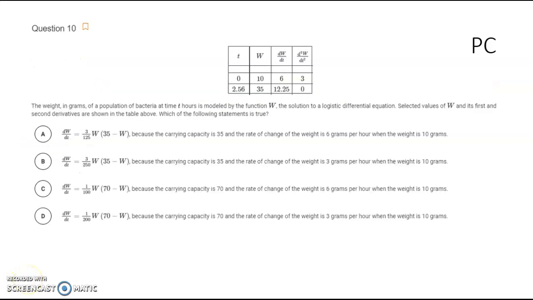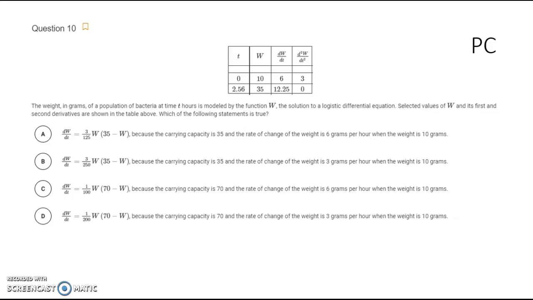Okay, next one. This one was the most challenging one out of all 12. The weight in grams of a population of a bacteria at time t hours is modeled by the function W, the solution to a logistic differential equation. Selected values of W and its first and second derivatives are shown in the table above. Which of the following statements is true?